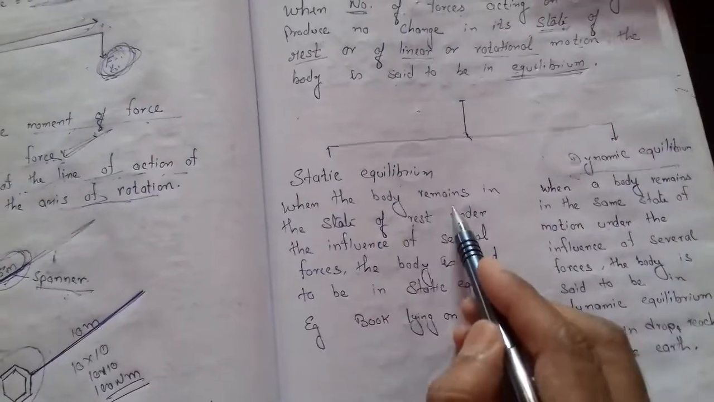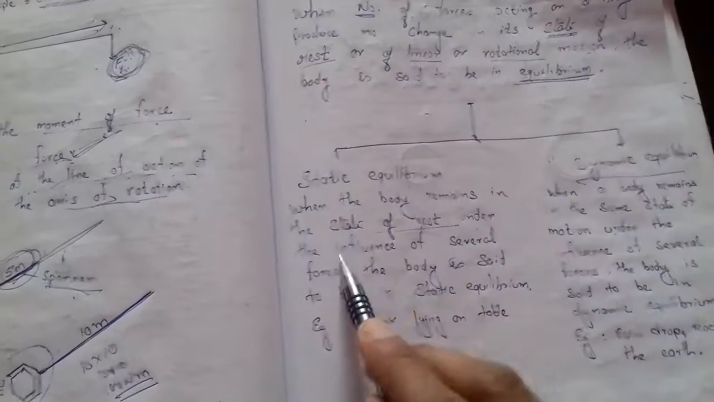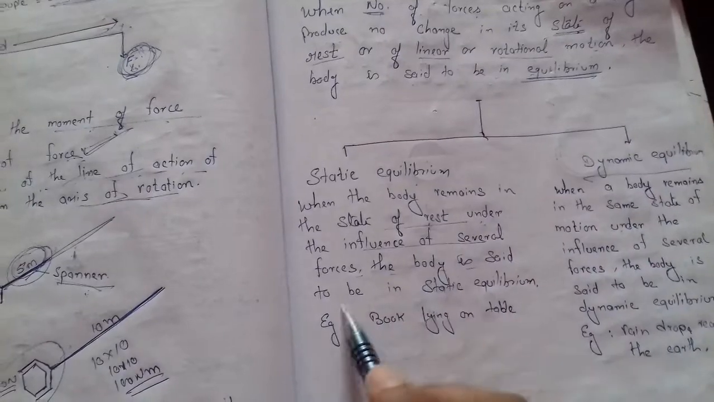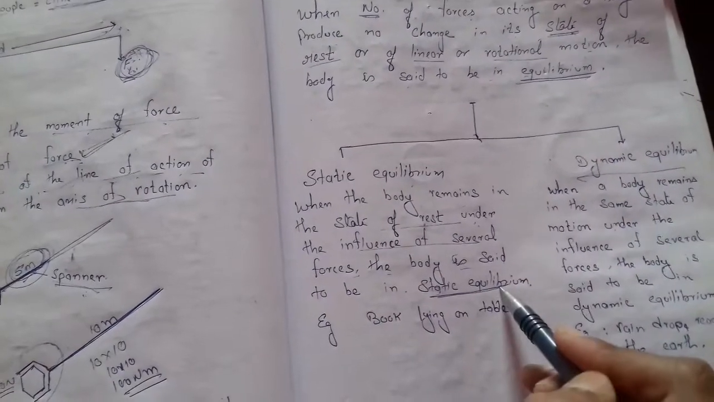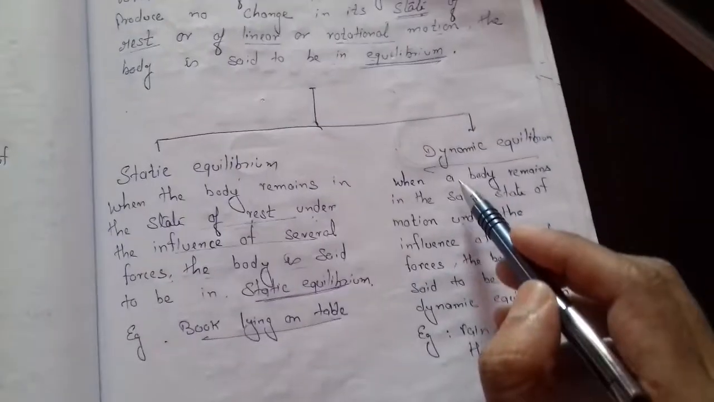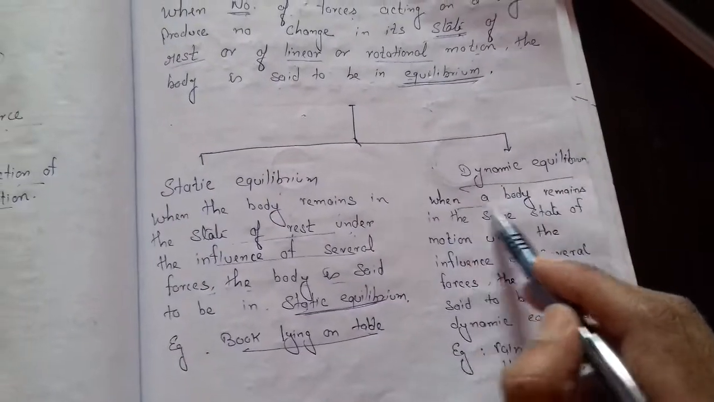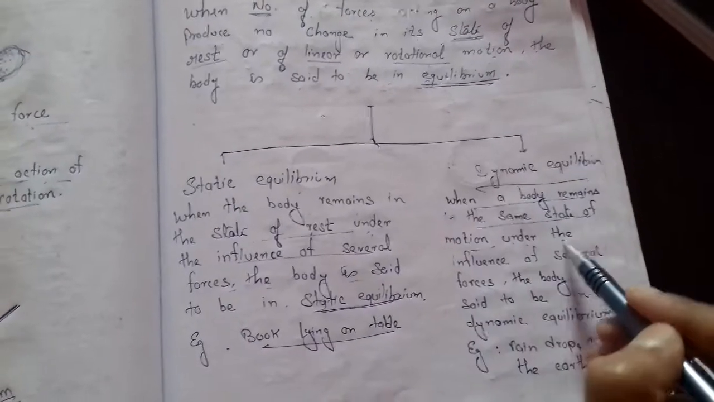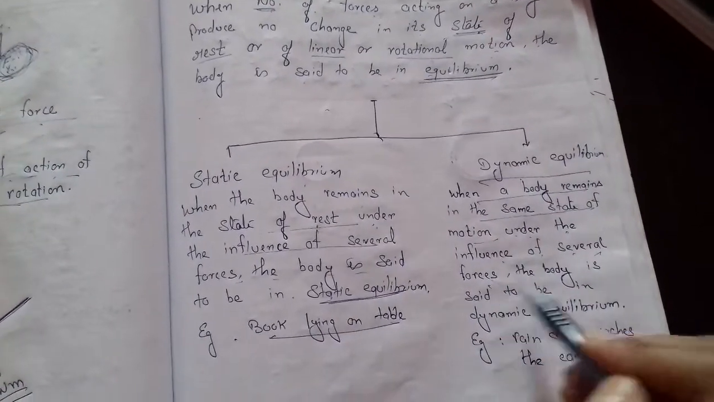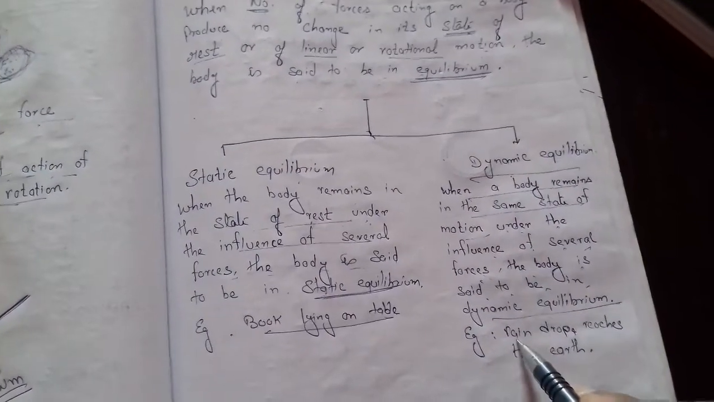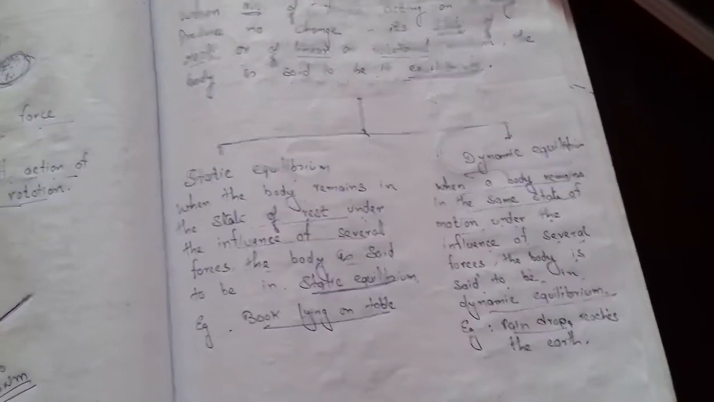When the body remains in the state of rest under the influence of several forces, the body is said to be in static equilibrium. Example, a book lying on a table. Dynamic equilibrium: when a body remains in the same state of motion under the influence of several forces, the body is said to be in dynamic equilibrium. For example, a raindrop reaching the earth.